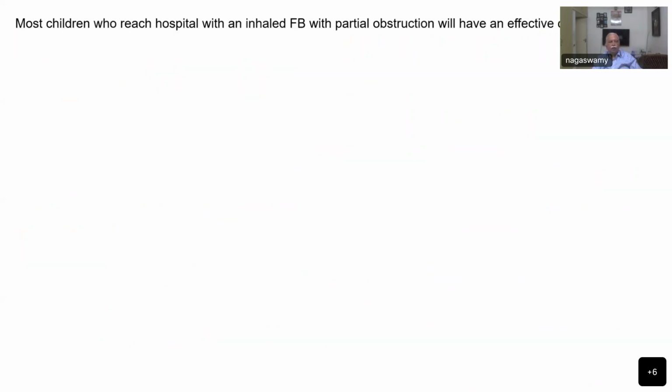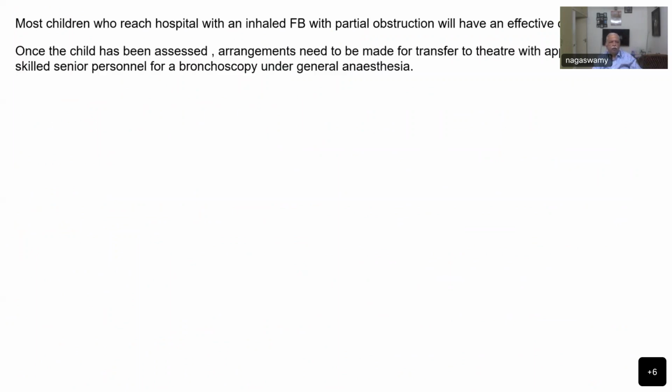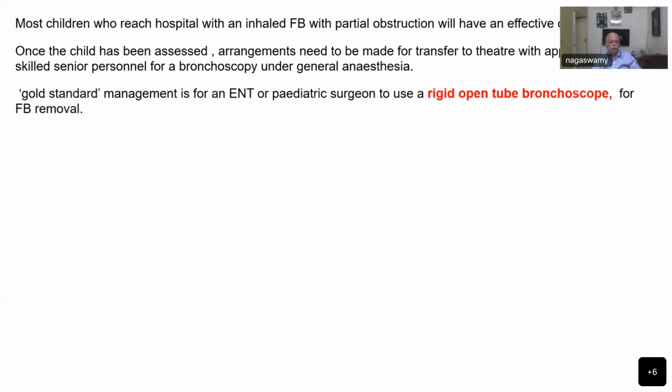Most children who reach hospital with an inhaled foreign body will have partial obstruction and an effective cough. So once the child has been assessed, arrangements need to be made to transfer to theatre with appropriately skilled senior personnel for bronchoscopy. It is not the learning time for a junior one. It should be a more experienced person, because it's a life-threatening situation. So there is no place for a learning curve here. All that has to be done on a mannequin and learned. So yes, experienced personnel should be available to do a bronchoscopy under general anesthesia.